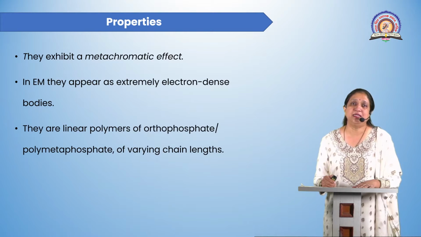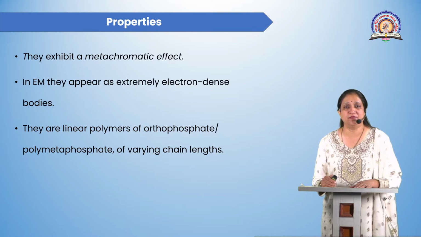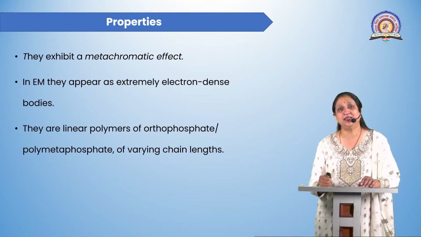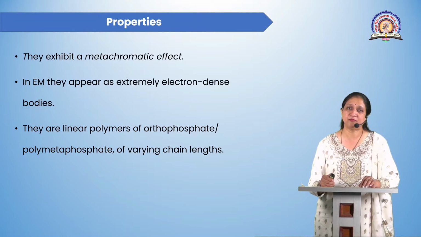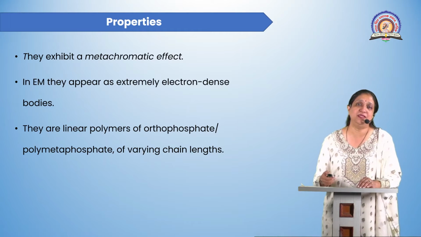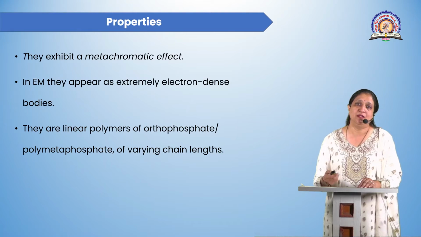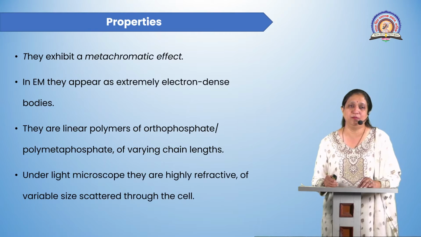They are nothing but linear polymers of orthophosphate or polymetaphosphate of varying chain lengths. As the length increases, the brightness of the red color that is developed increases. So the more phosphate present in the granule, the darker the red color that will be seen. The less phosphate in the granule, the less intense the red color will be when they are stained by methylene blue.